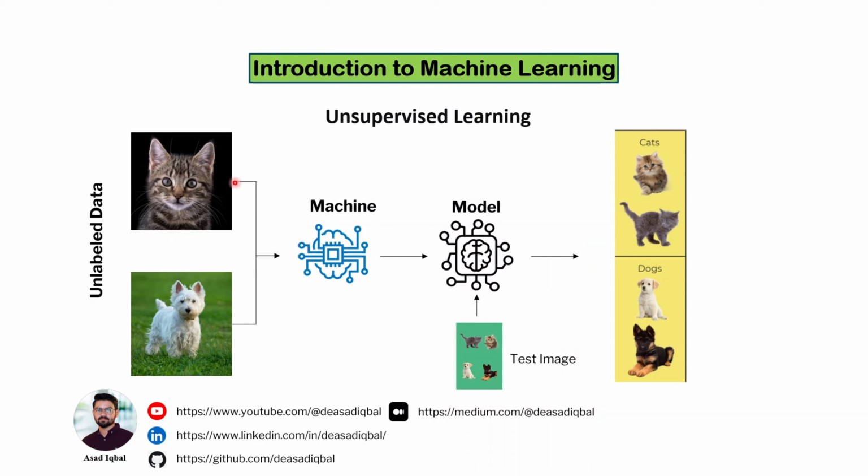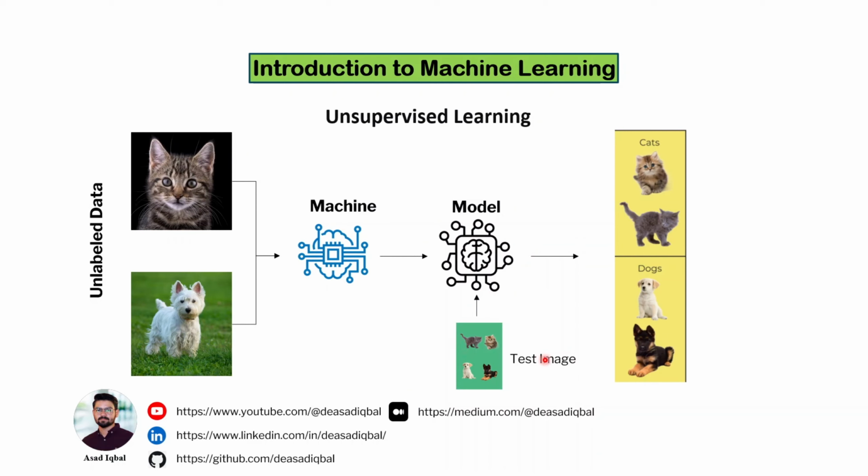When we provide this unlabeled data set to the machine, it starts to find the different hidden patterns in the data set and find the similarities, and then based on the similarities, the differences, and the hidden patterns, it will categorize each category into different groups. After the training of the machine, we have a model. Now at this stage we will provide the machine with the test image.